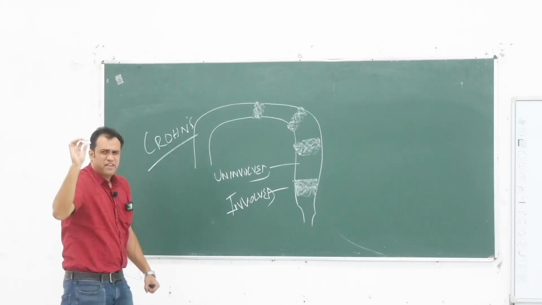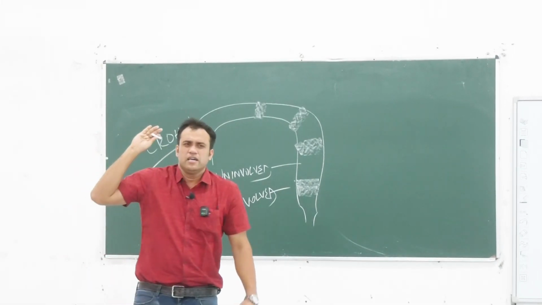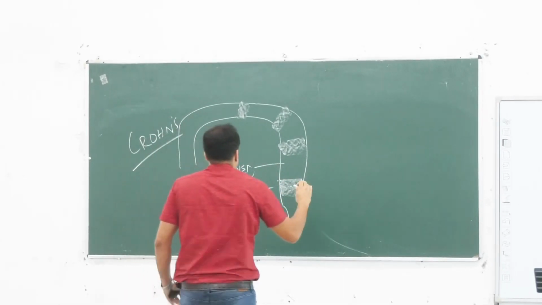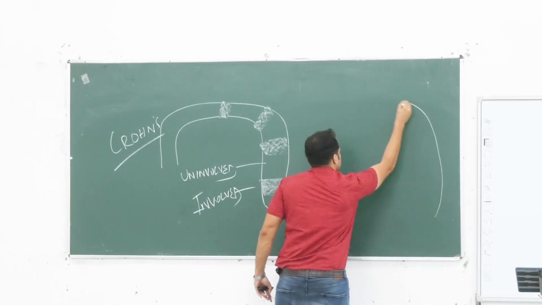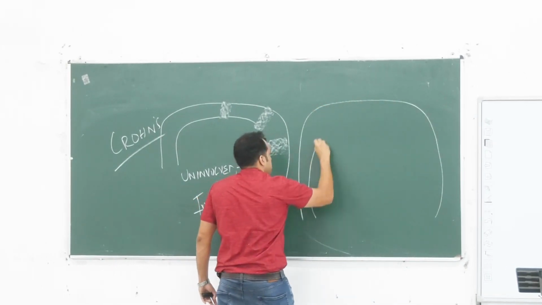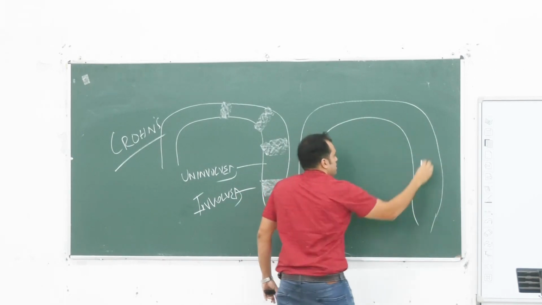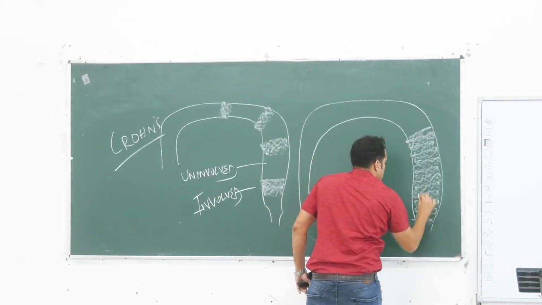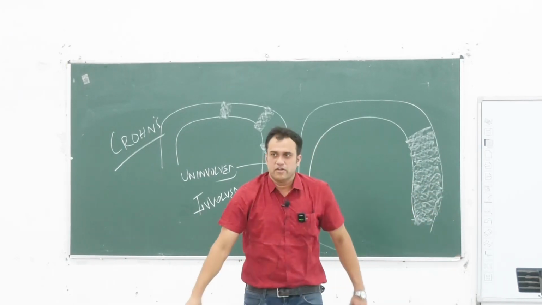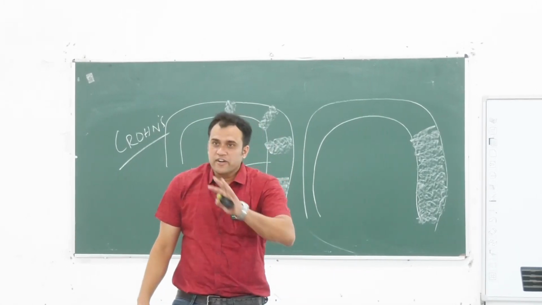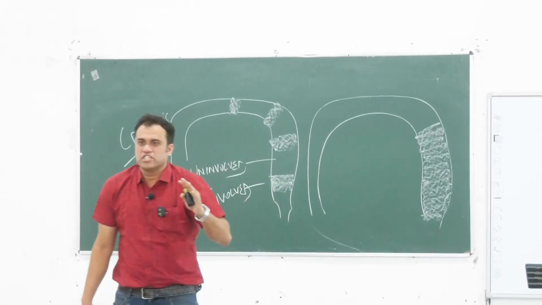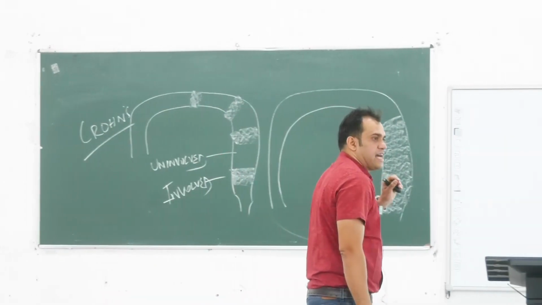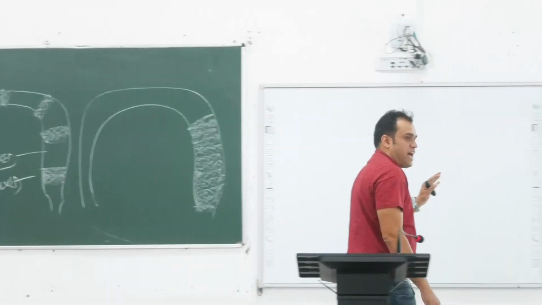I'm explaining exactly from the exam point of view what the examiner might be asking you or what the examiner will be expecting from you. And when you come to ulcerative colitis, you get a continuous involvement, predominantly affecting the large intestine, the rectum and the colon. Crohn's disease can occur in any part of the GI tract.